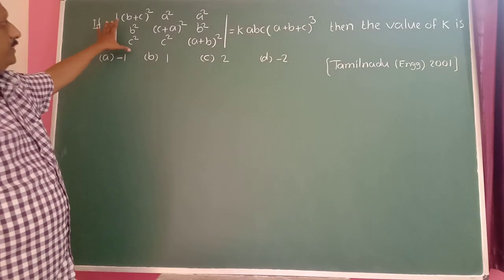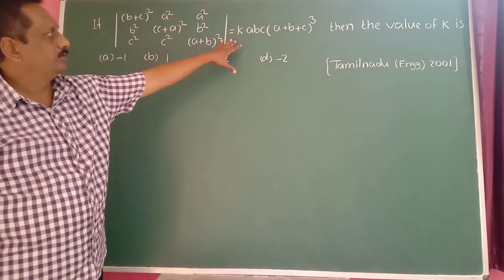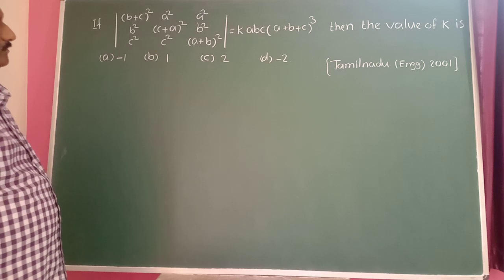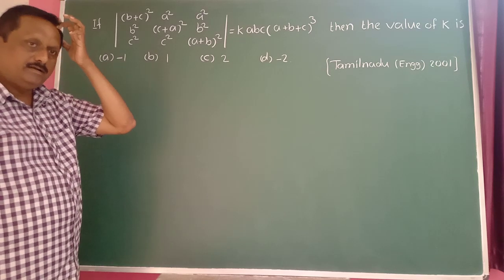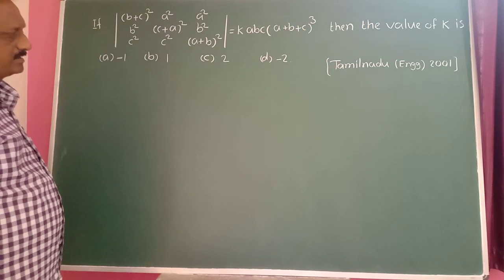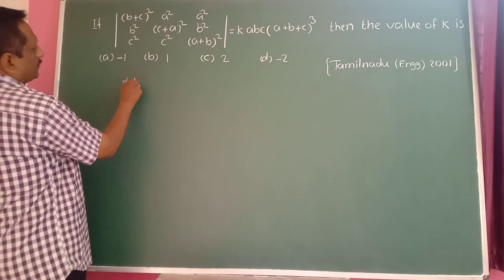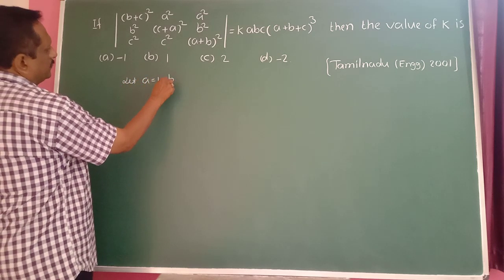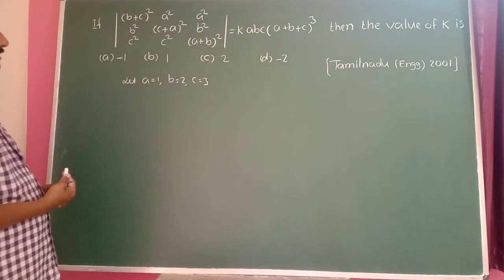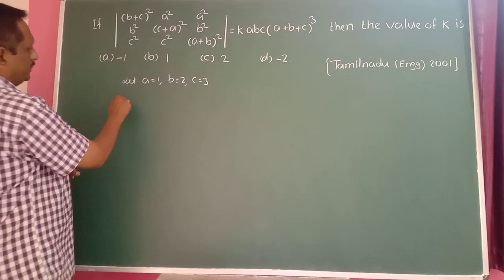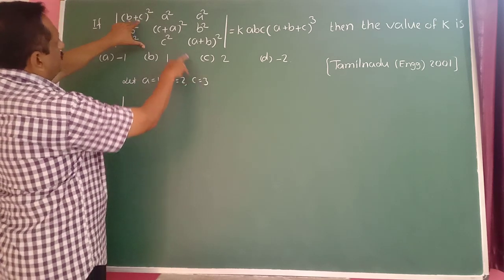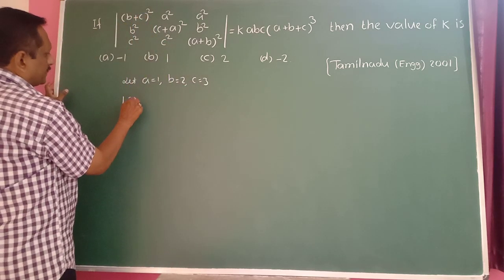So here the given determinant equal to k into abc into bracket a plus b plus c whole cube. Then the value of k is what here? We can use a property of determinant here. Otherwise, we can use particular numbers here. So consider a is equal to 1 here, b is equal to 2, c is equal to 3 here. This is substitution method here. So substitute here. In that case, we get b plus c, 2 plus 3, 5. 5 square is there. 5 square is 25 here.